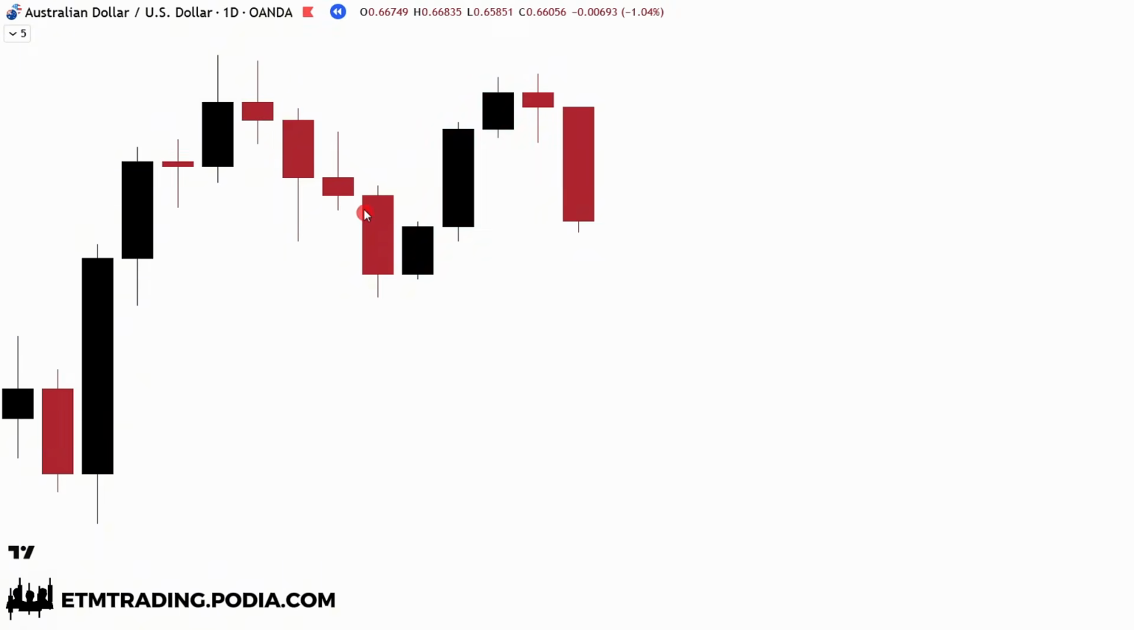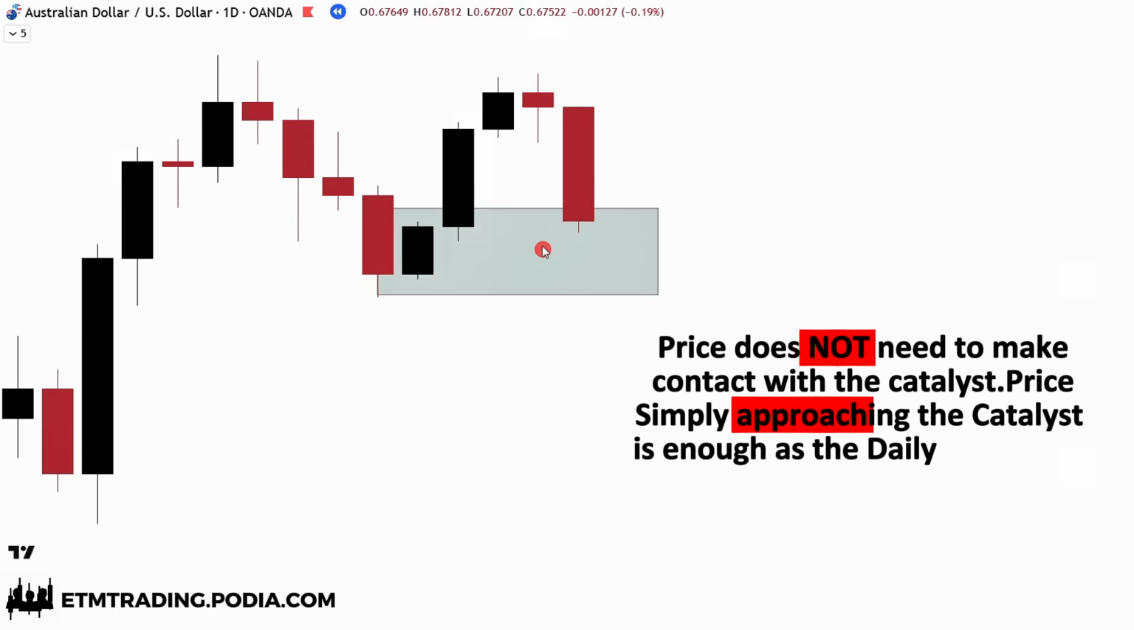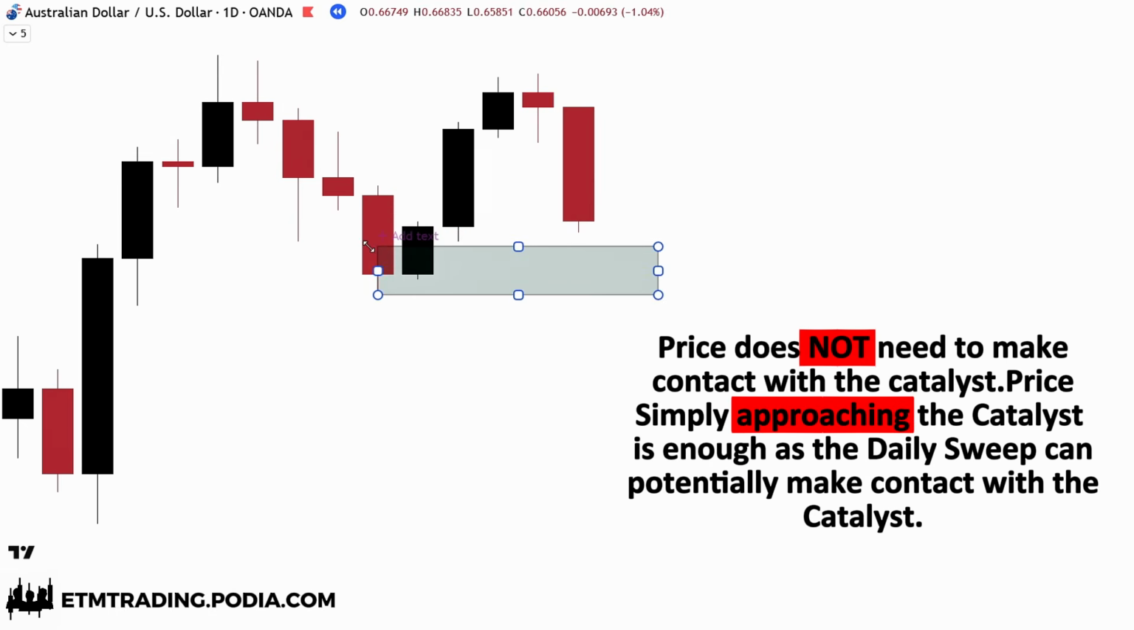So here we have our catalyst. And as a reminder, price doesn't need to make contact with your catalyst every single time. Your catalyst could be right here, with price simply being near the area. Most important, below the 50%. So this will be the 50% of the range. If price is below that 50%, price is already in discounted zone, and vice versa, price will be in premium. So keep that in mind.